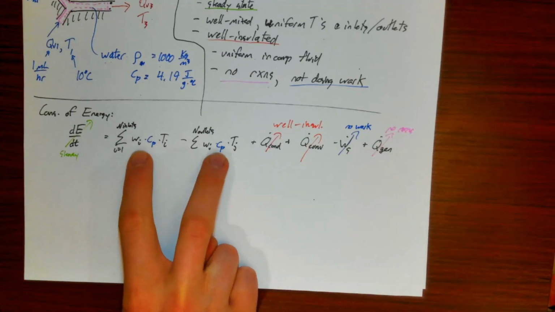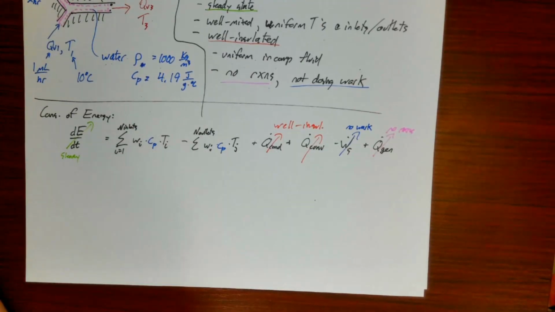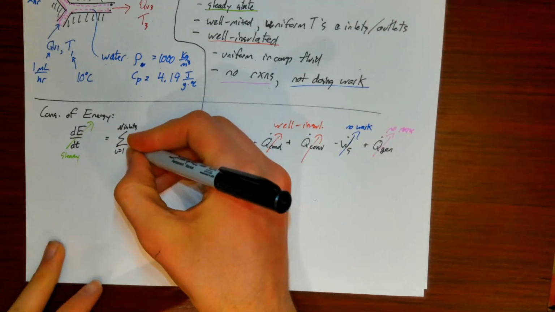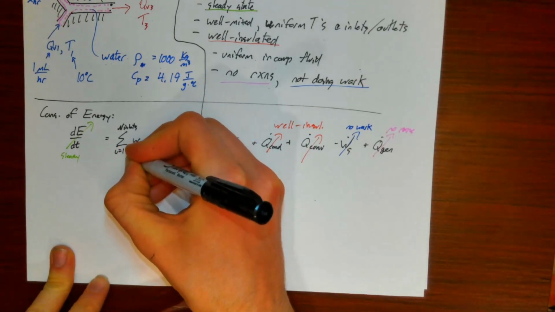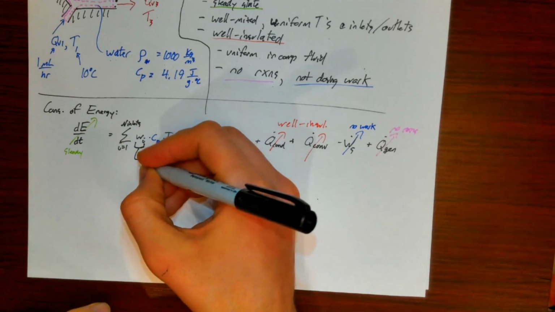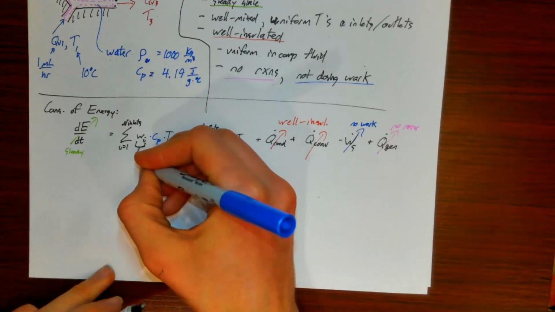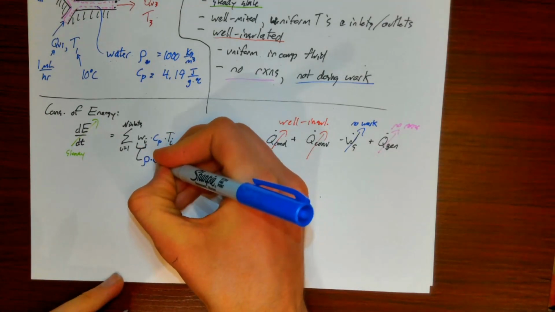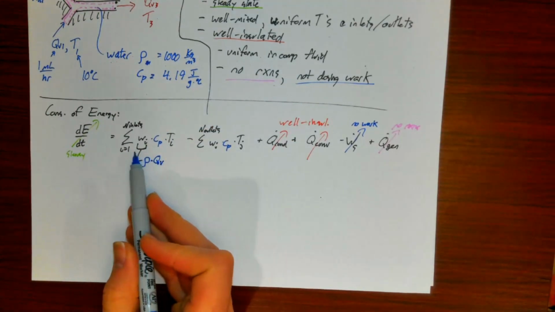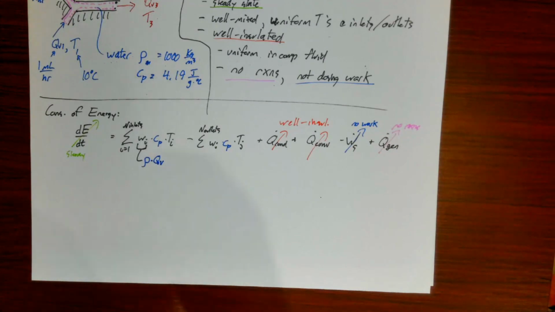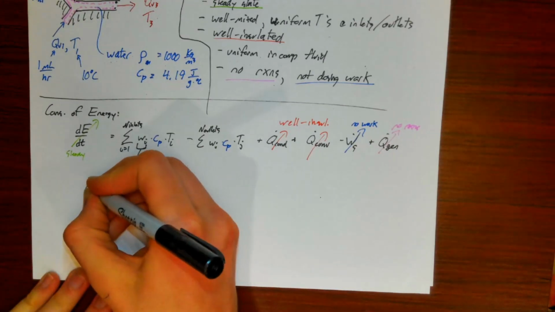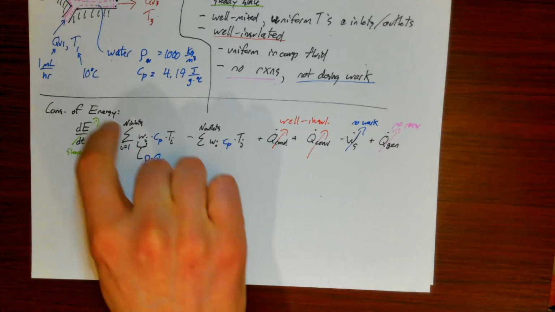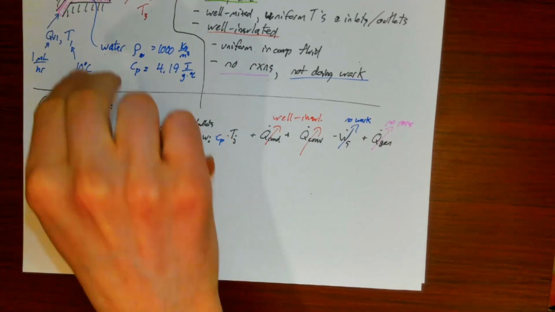All right, so now let's take these sums and see if we can break them apart into something a little bit more helpful. Recall that mass flow rates can be broken up into density times a volumetric flow rate. So that's what I'm going to do in this next step. The left-hand side is 0. I have 2 inlets, so there are going to be 2 of these.